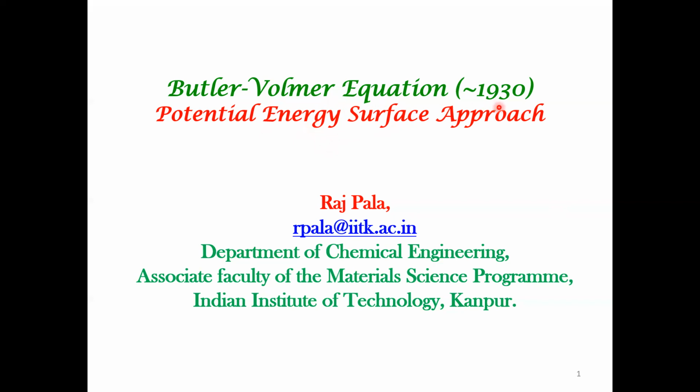But at the time when Butler-Volmer originally framed these equations, they had to really be very creative to come up with what might be the relevant potential energy surface because much of the information that we can now access was just not accessible in those times.